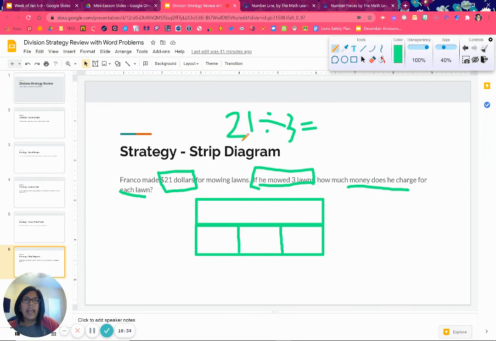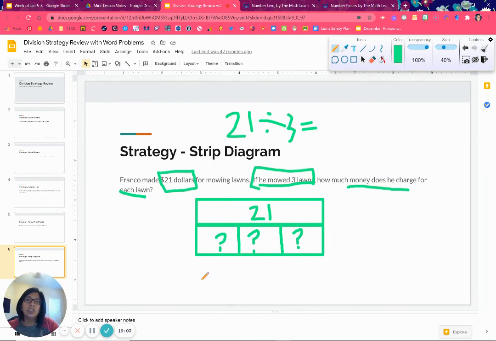All right. And see how the 21, this is a whole. A whole is your total. So I'm going to put here 21. Now, technically, what a strip diagram would represent for division is this: when you have a total, a whole, and you're missing the equal parts, that is what a division strip diagram looks like. So if you did something similar to that on your own, you did it correctly.